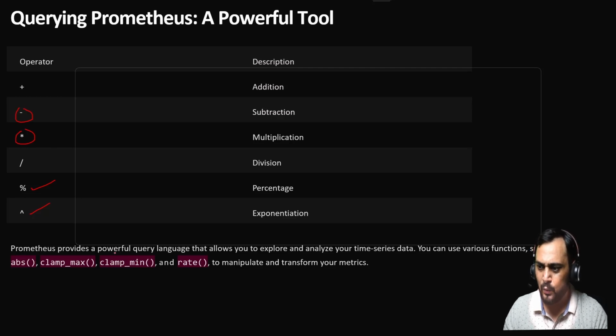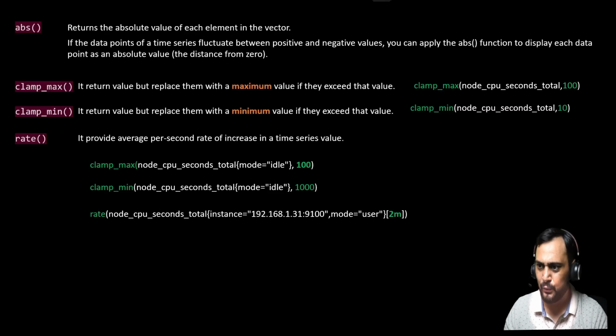Besides this, Prometheus provides a powerful query language to explore and analyze your time series data. You can also use various functions such as abs, absolute, clamp max, clamp min, and rate. Rate we have already checked here. Abs returns the absolute value for each element in the vector. If the data points of the time series fluctuate between positive and negative values, you can apply the abs function to display each data point as an absolute value, and it will remove the minus sign.